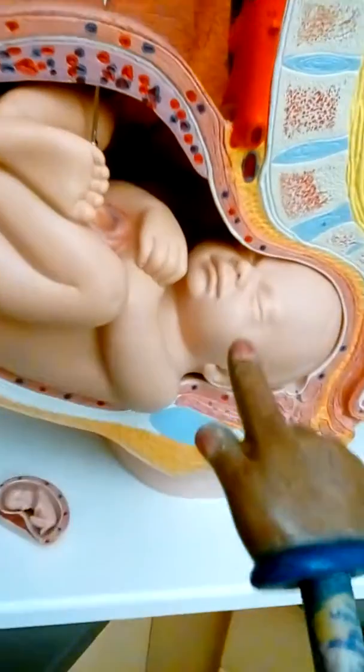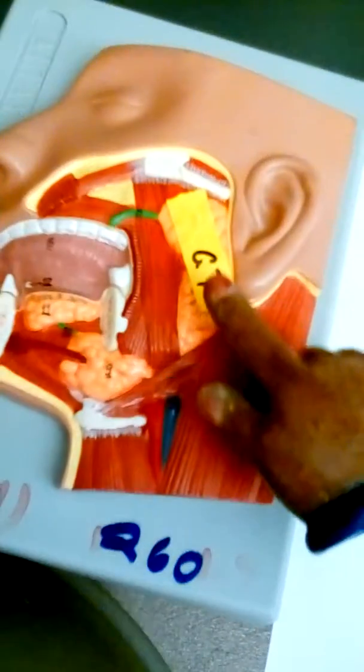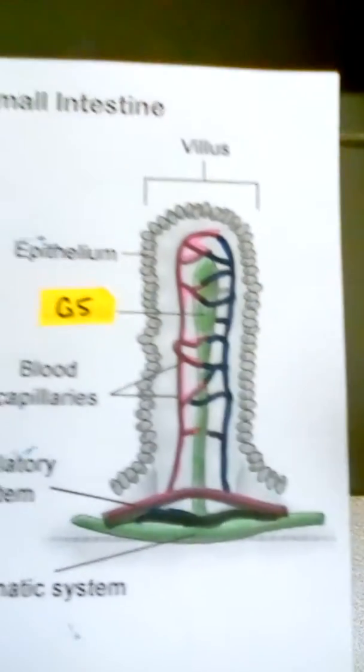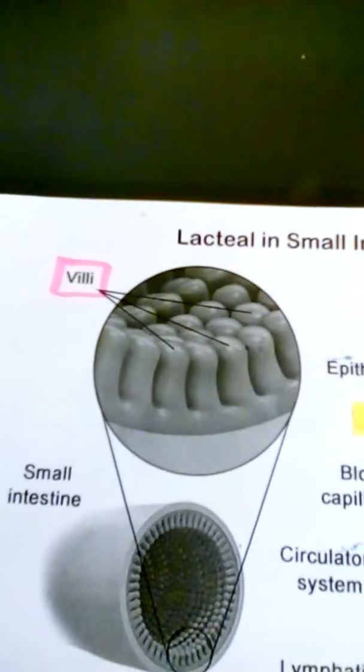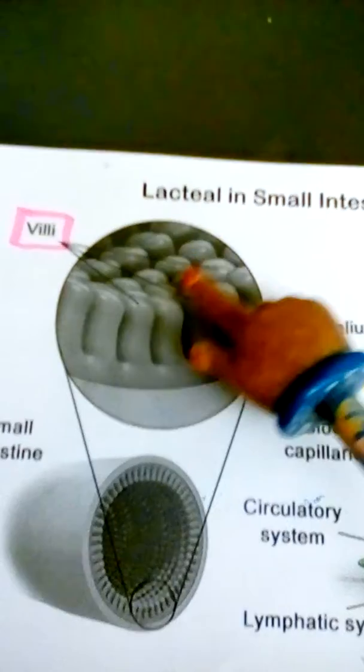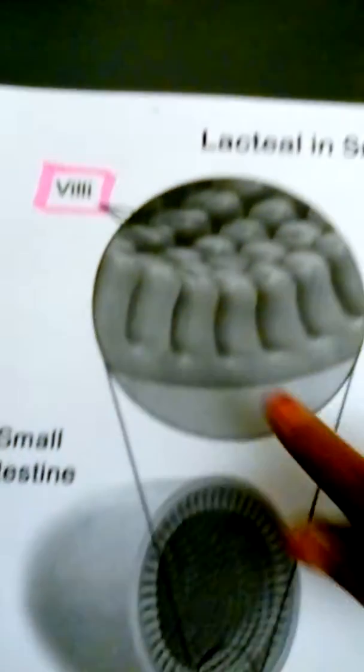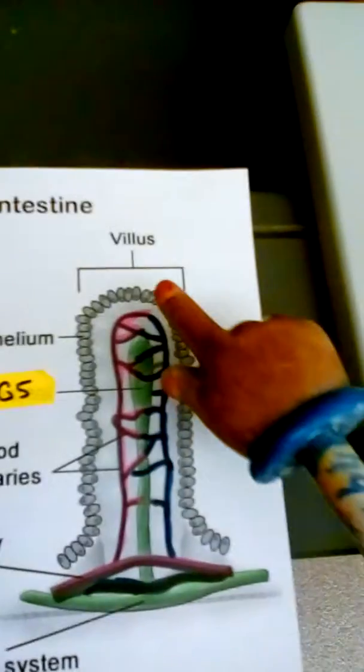This is a fetus. This is the parotid gland. This is the lacteal in the small intestine, and these are the villi, the villus. This is a villus. This is the stomach's muscularis layer.